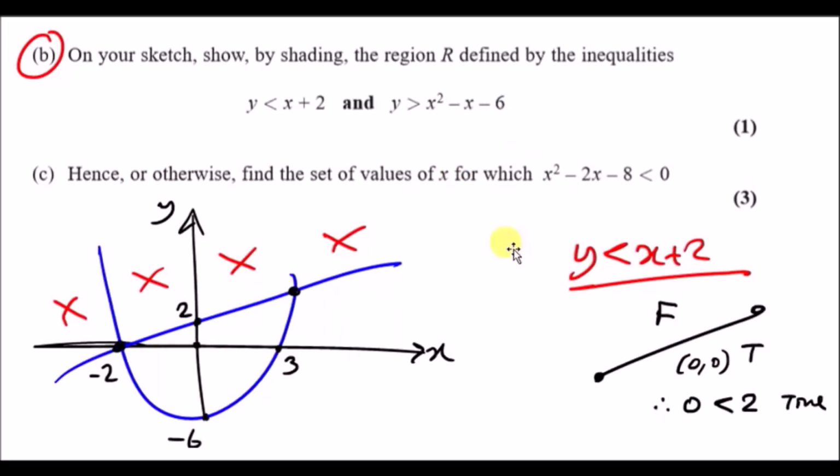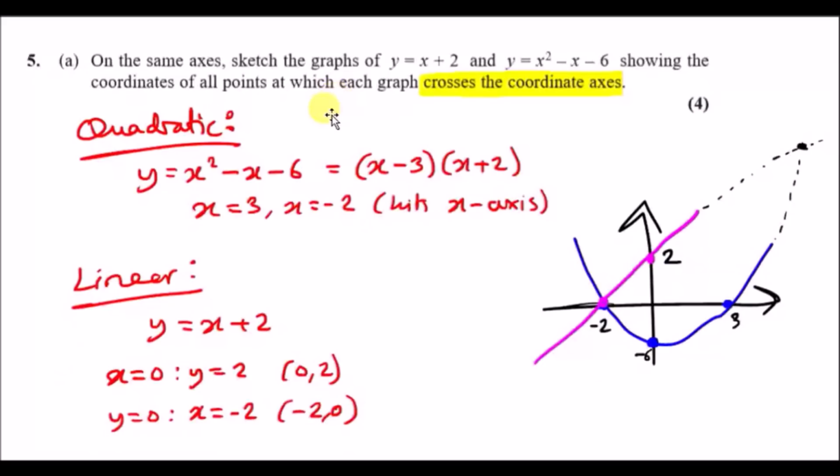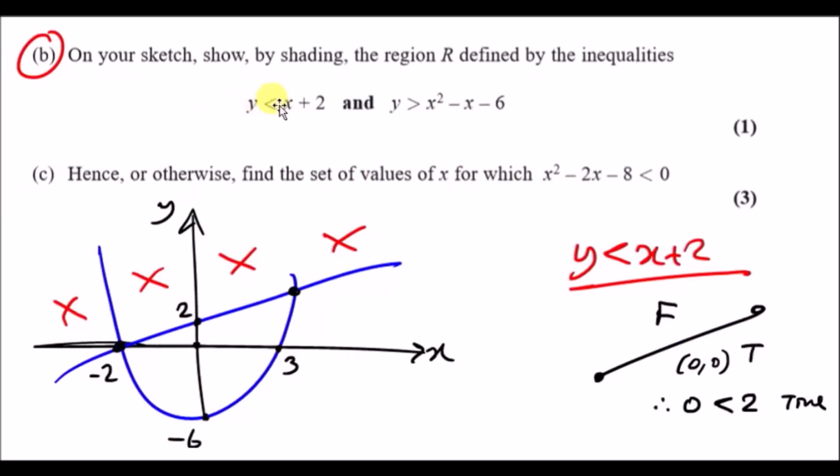So on your sketch, show by shading the region R defined by these two inequalities. All right, so it looks like we got the same equations from part A. So we had this one and this quadratic, but now it's a less than and a greater than version of the linear and quadratic.